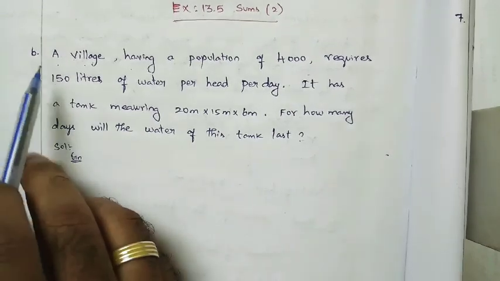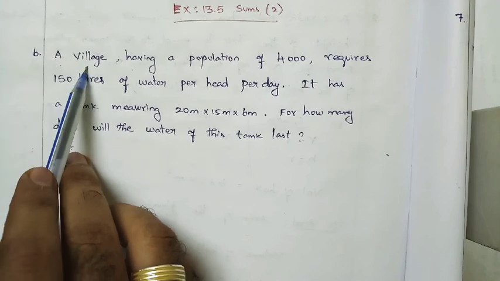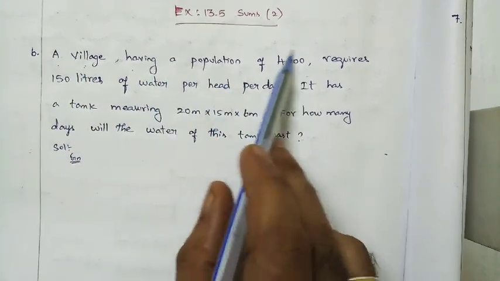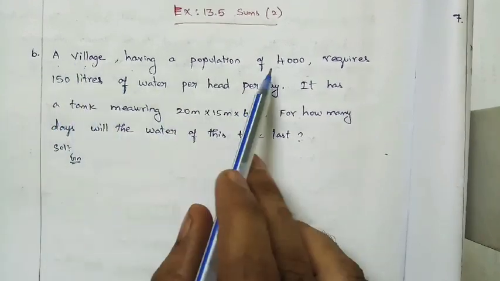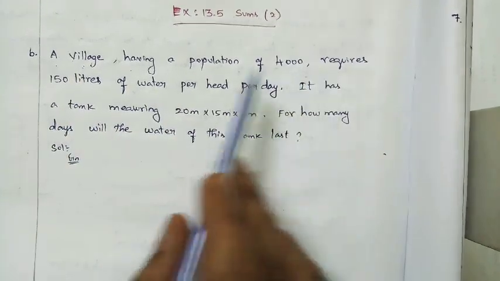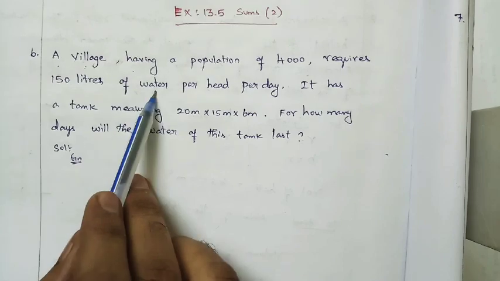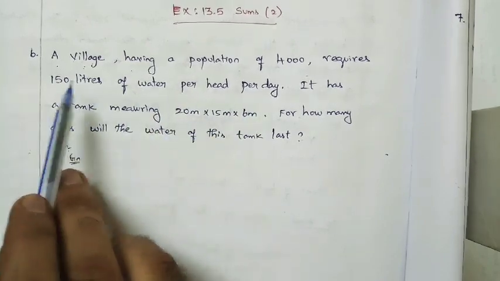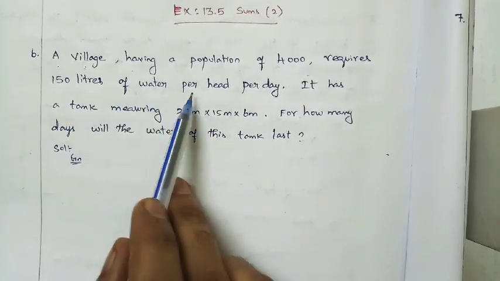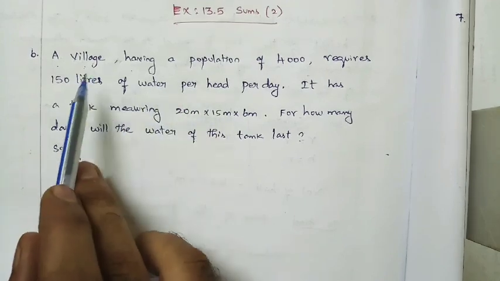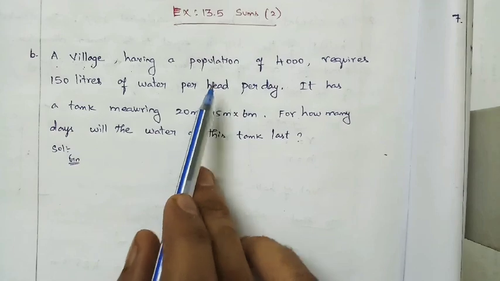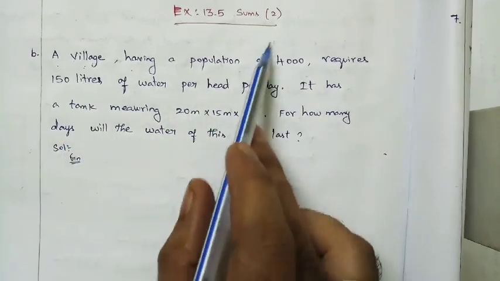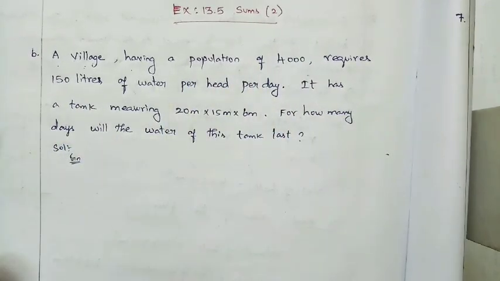Okay. Sum number 6. A village having a population of 4,000. So the number of people in that village is 4,000. Requires 150 liters of water per head per day. For each person, they require 150 liters for one day. So totally 4,000 people are there in that village.